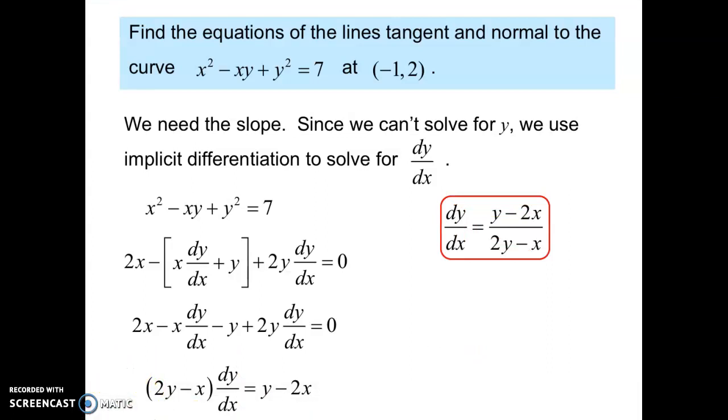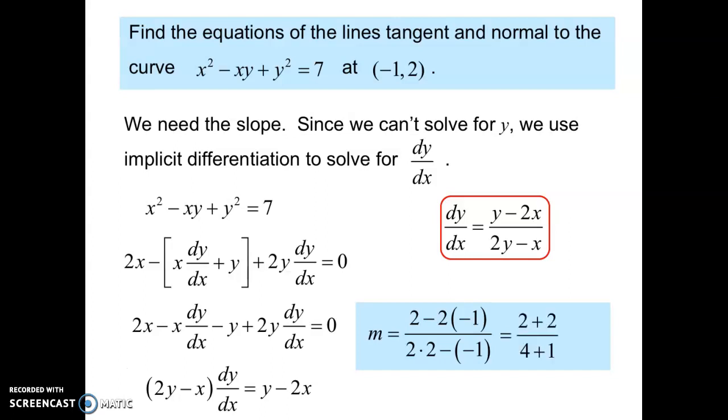All right, so now let's continue to try to answer the actual question. The question says, find the equations of the lines that are tangent and normal to this curve at this point of tangency. So the next thing we do is use this implicit derivative we just found, and putting in the point that was given to us, the point of tangency, we can then find the slope of the curve at this point. So putting in 2 for every y and -1 for every x, we get 4/5. So 4/5 is the slope of this implicit curve at the point (-1, 2).